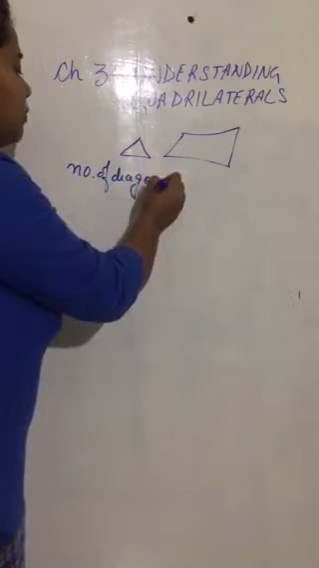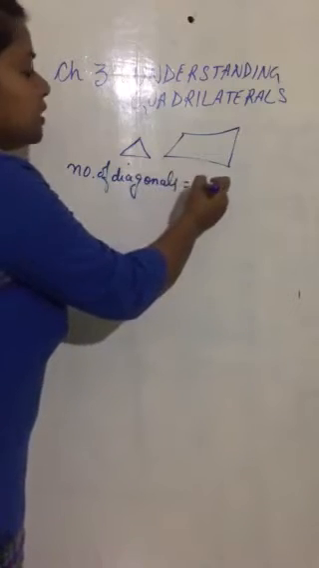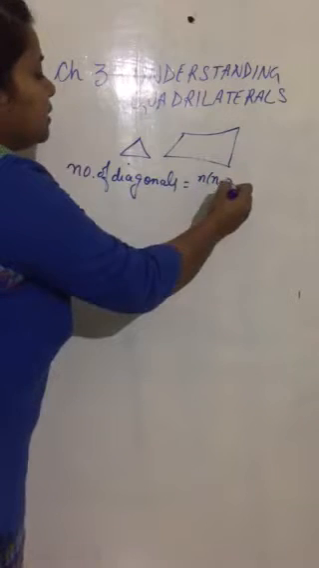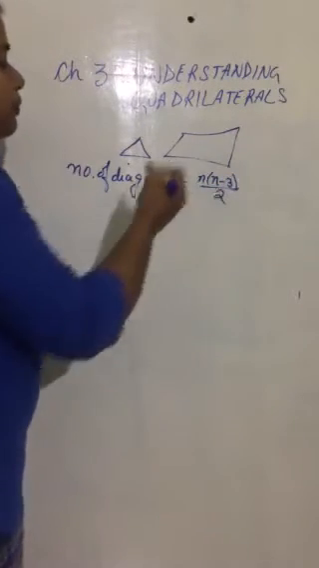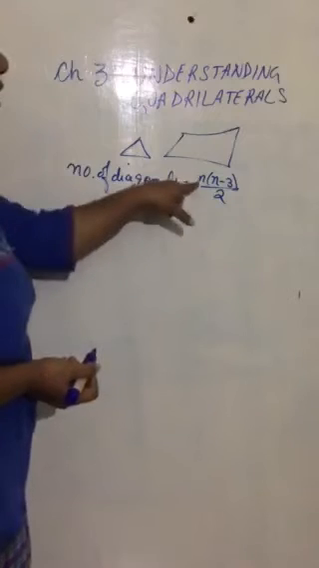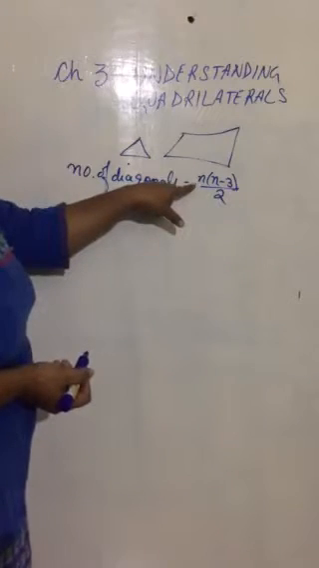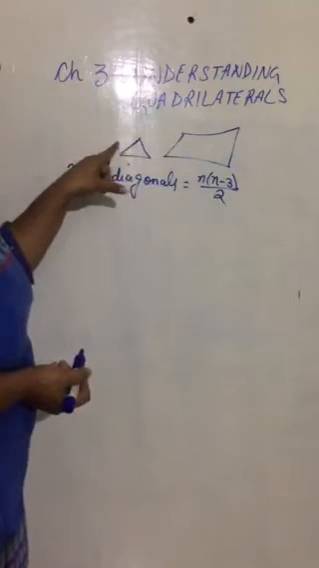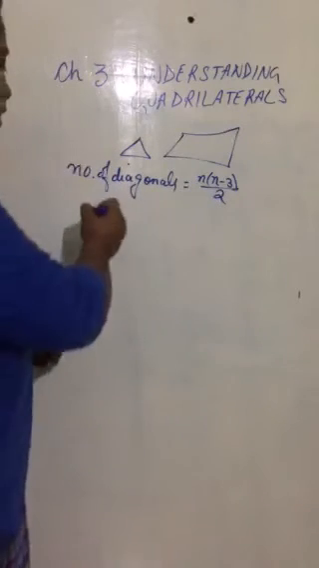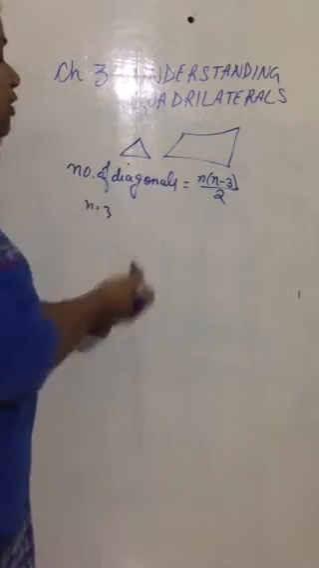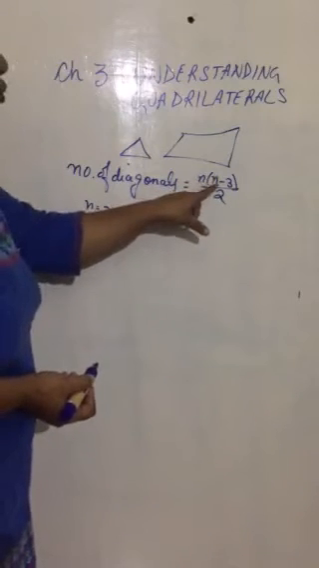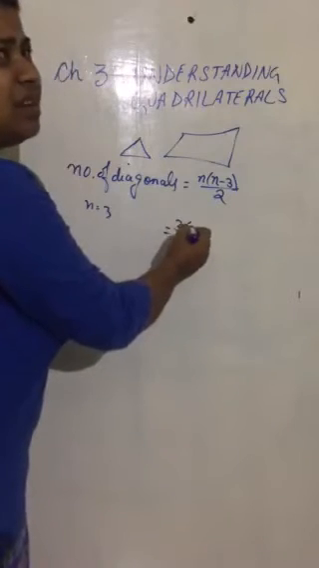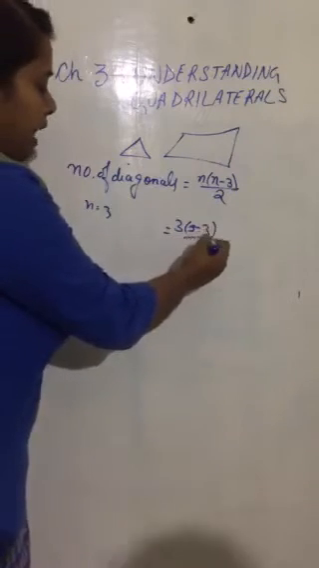So, there is a formula to find the number of diagonals in a polygon. And what is the formula? The formula is n into n minus 3 by 2, where n is the number of sides of the polygon. So, for example, in a triangle, n is how much here? n is 3. So, if I put 3 into 3 minus 3 by 2.